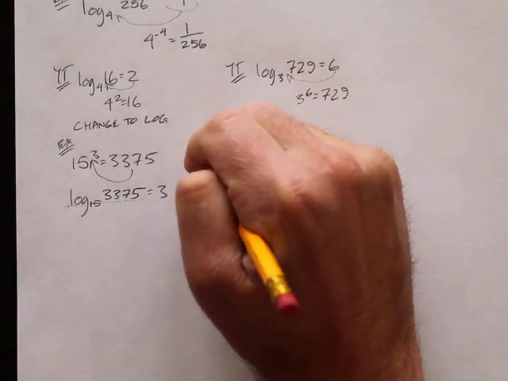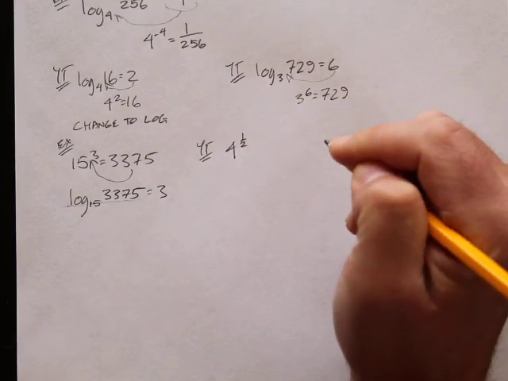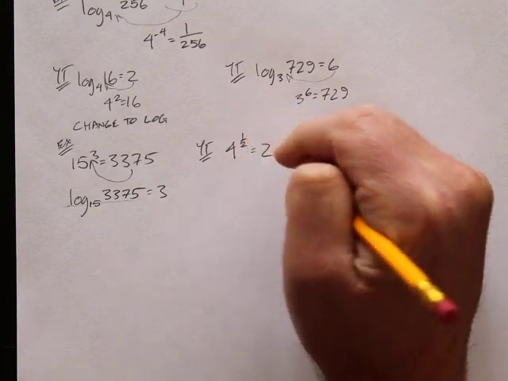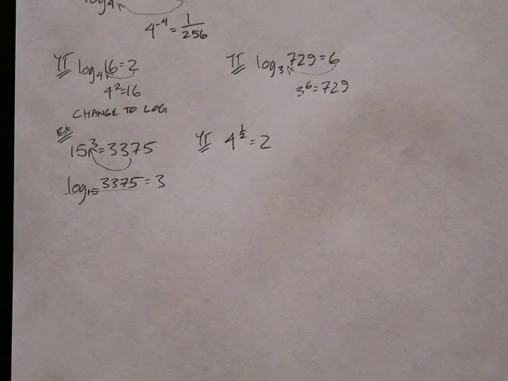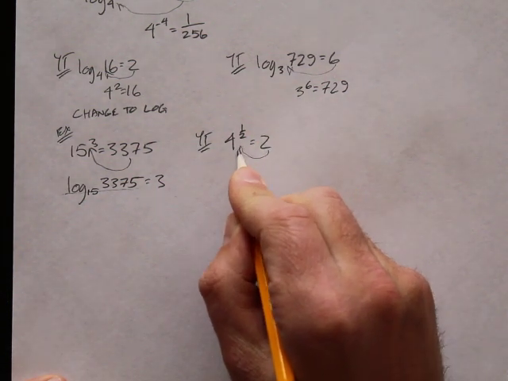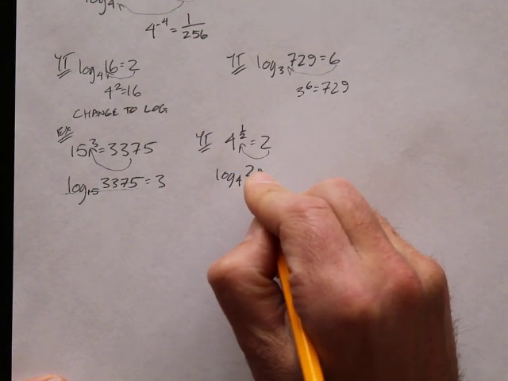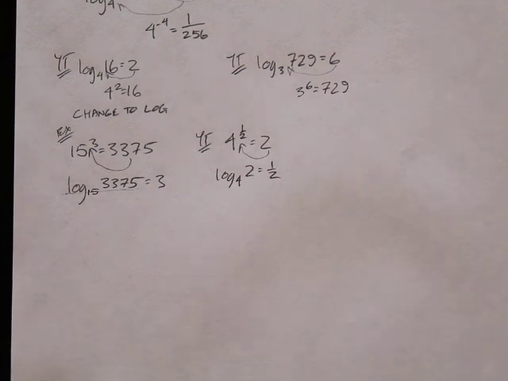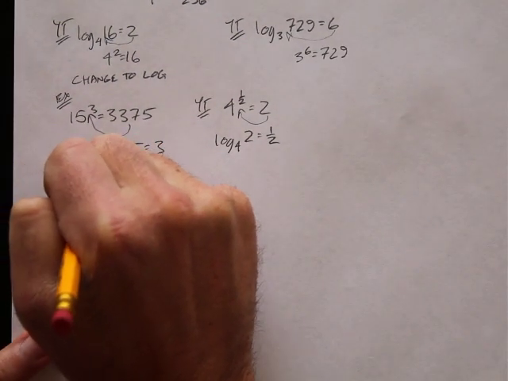So you try this one. 4 to the power of 1/2 equals 2. So change that to logarithmic form. All right, so what you should have done is taken this 2, jam it up in there. You end up with log base 4 of 2 equals 1/2. There it is. Now we get to do some more fun stuff with logs. We're going to evaluate logs.